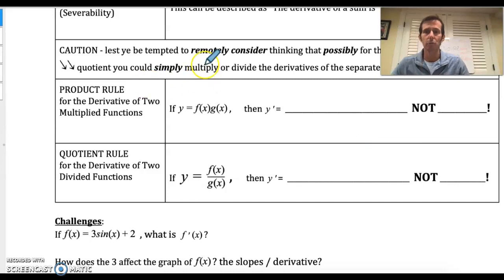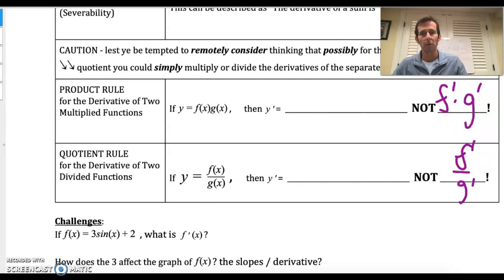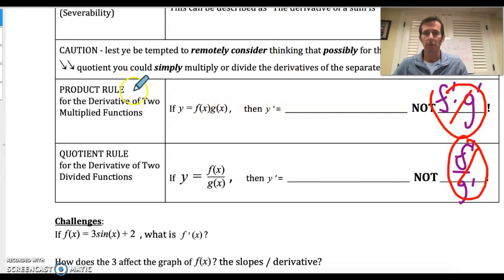So the product rule is for when you are multiplying two functions, and the quotient rule is when you are dividing two functions, and it is not f prime times g prime. It is not f prime divided by g prime. Those are absolutely not allowed. Do not do it. It is not that easy. So please take note that there is a product rule, and it is in your formula packet, so you don't have to memorize it. Same with the quotient rule.